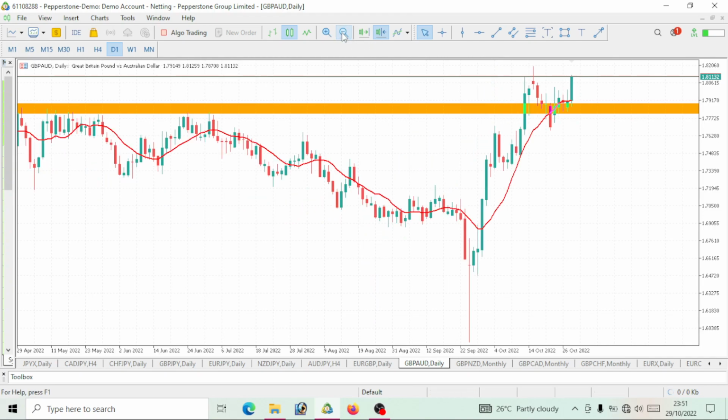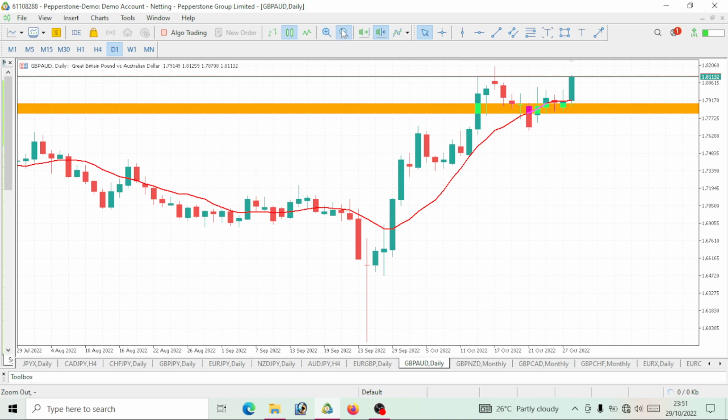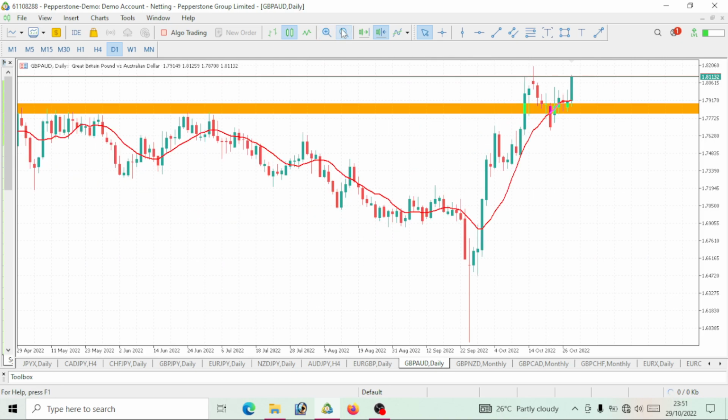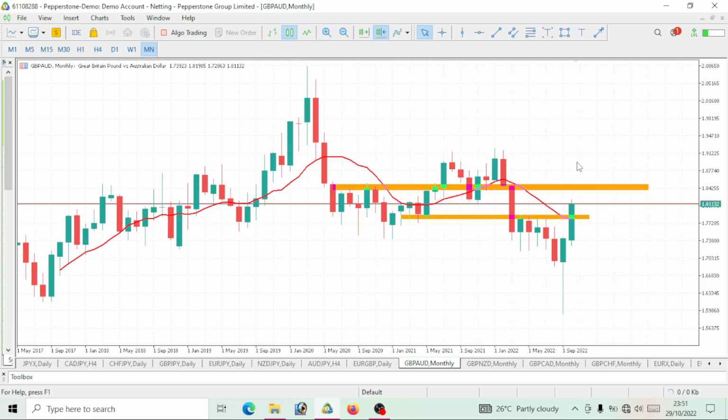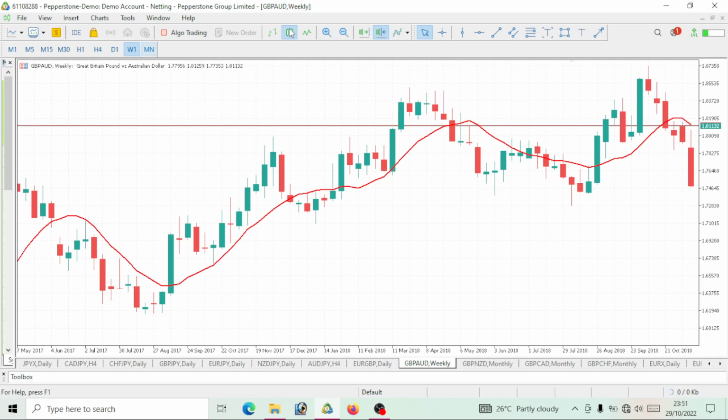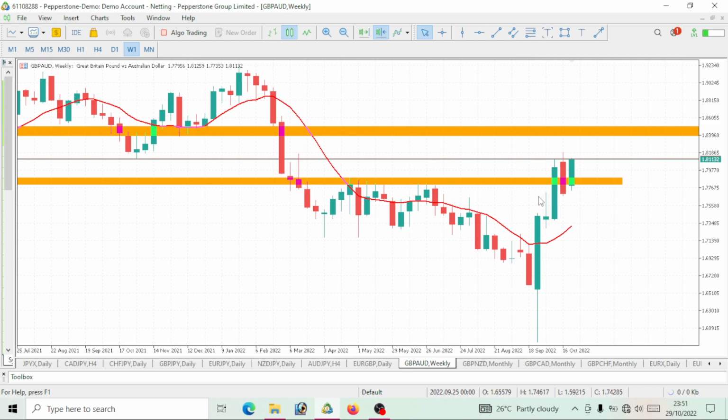So GBPAUD, a bullish move. We are still on a bullish move. Daily time frame says we are bullish, right? If we take a look at the monthly time frame, we are on a pullback level. That pullback level is bullish, right? The pullback level is not over. If you take a look at this weekly time frame, we are on a bullish move. Pullback has been made, so we are expected to go long again on GBPAUD.